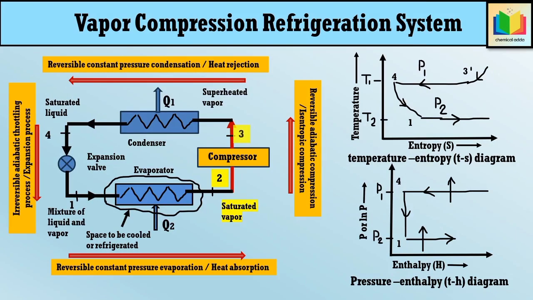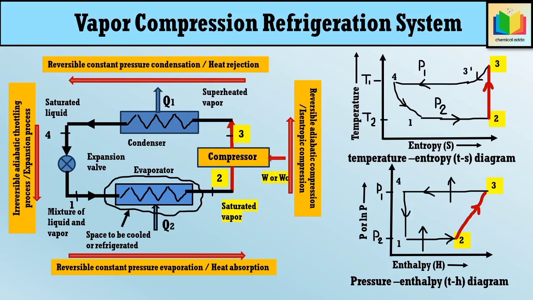Here, in the compressor, isentropic compression or reversible adiabatic compression is carried out to raise the temperature and pressure of the refrigerant, hence we get superheated vapor. To raise the pressure and temperature of the refrigerant, the compressor requires work W or WC, for which an electric motor may be used. Hence in the compressor, during the process, entropy is constant, but the pressure, temperature, and enthalpy of the refrigerant are increased. This is represented by the lines 2 to 3 in the temperature entropy, that is TS diagram, and pressure enthalpy, that is pH diagram.